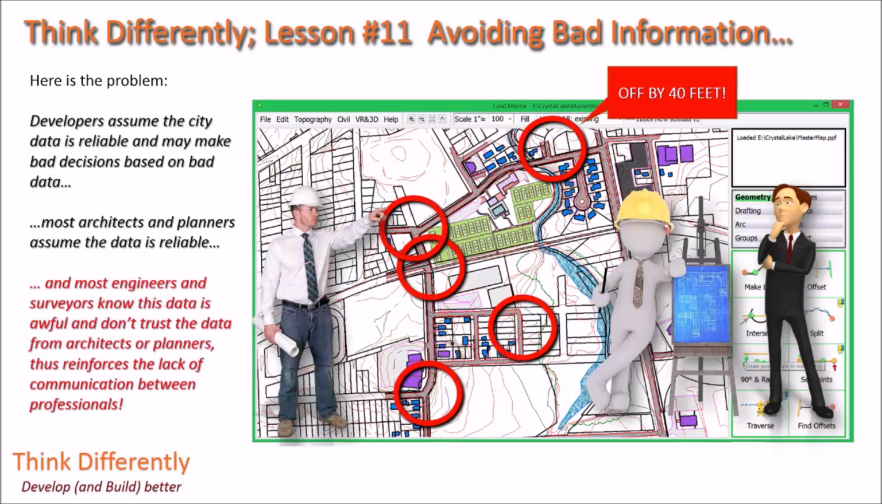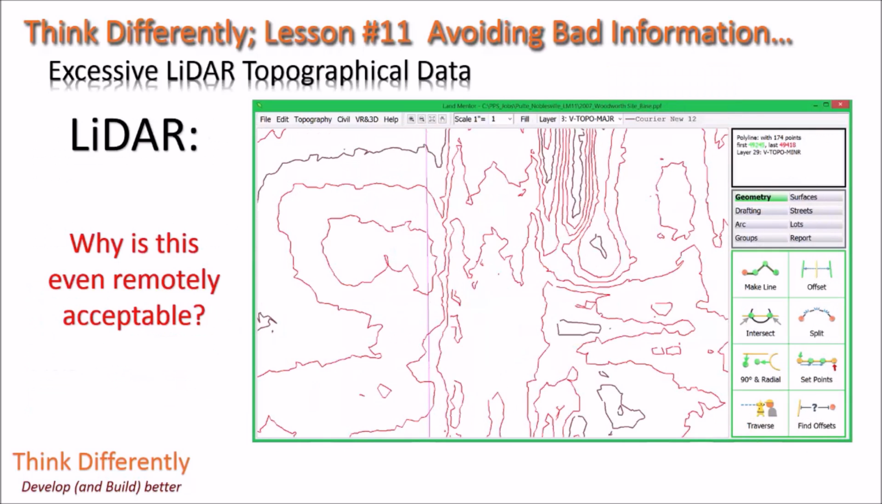And most engineers and surveyors know that if they use this data, they're going to end up in court with a lawsuit. So they don't use the data. So this also creates this barrier between the design planner and architect and then the engineer and surveyor. And this is really bad. And it's cost a lot of money.